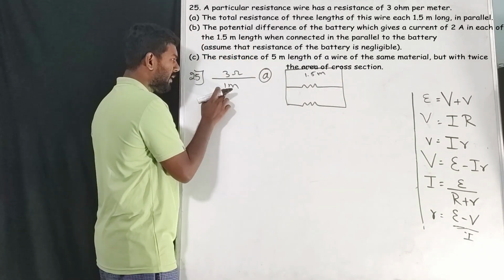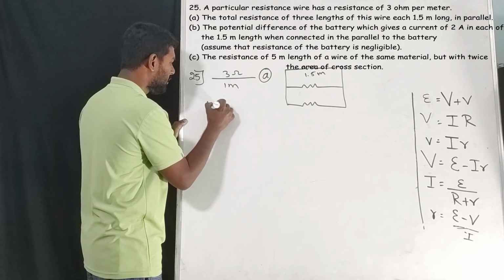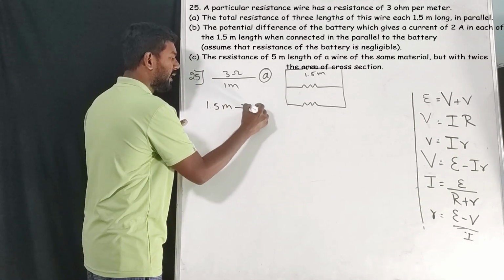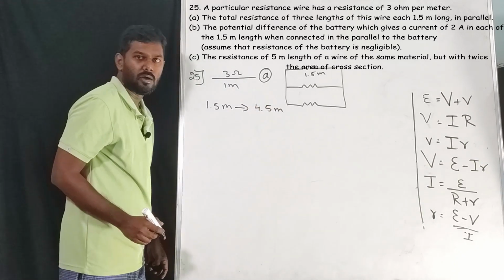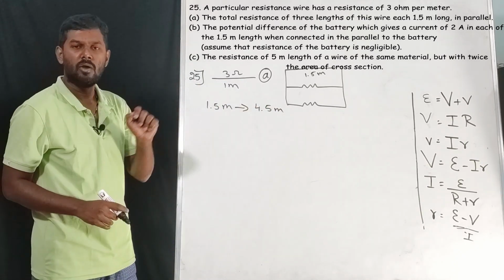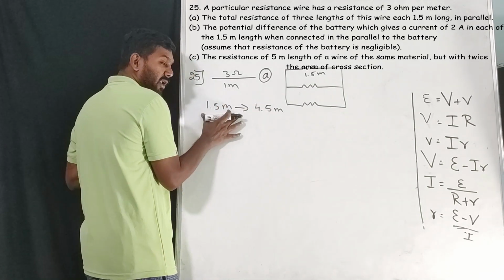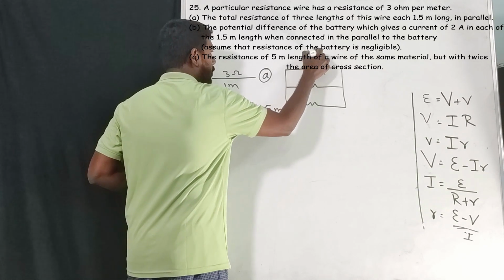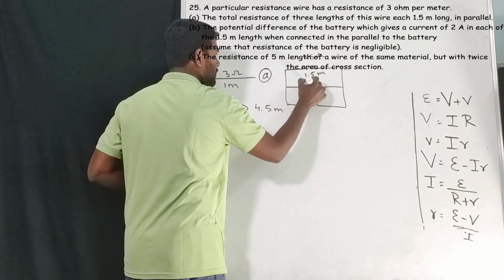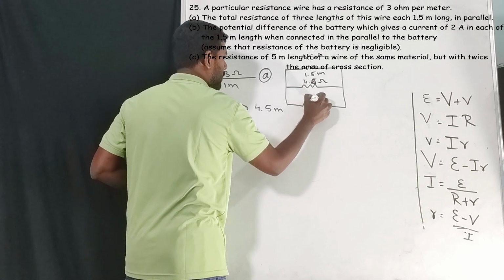Listen, for 1 meter, what is the resistance? 3 ohms. For 1.5 meter, it will be 4.5 ohm. Correct? For 1.5 meter, it will be 4.5. So what is the resistance value? See, this is one resistor, correct? We are talking about one resistor. So this is 4.5 ohm. This will be 4.5 ohm. And this will be 4.5 ohm.